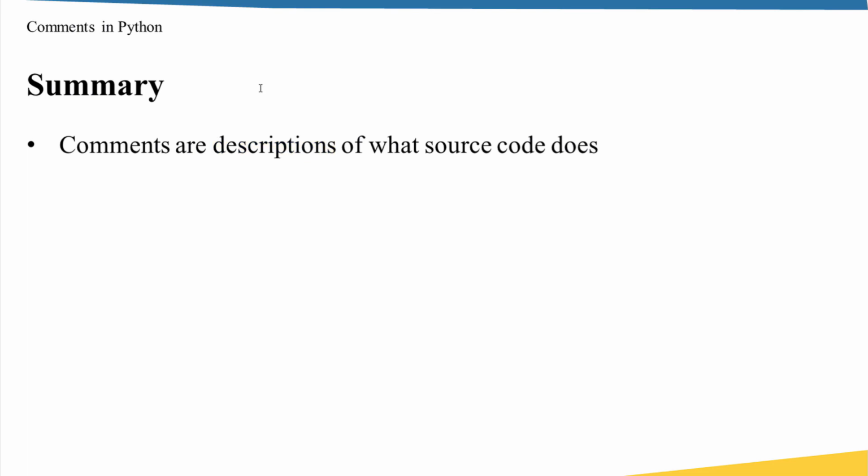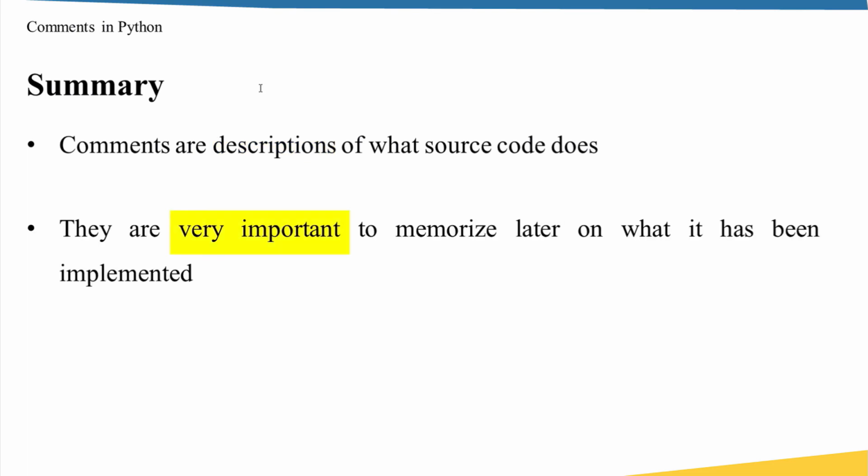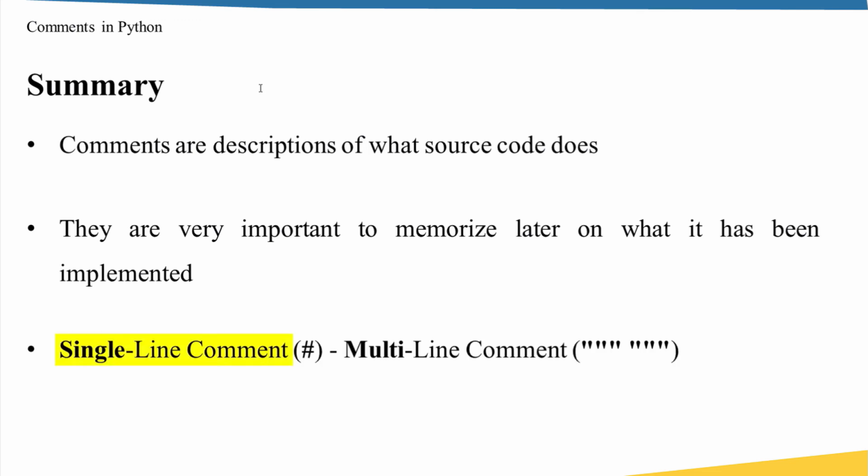Now let's summarize what we have learned in this lecture. Comments are descriptions of what source code does. They are very important to remember later on what has been implemented. In Python, we have two types of comments: single line comments, and we use a hash sign to define these comments, or we have multi-line comments. We use triple quotes to define this type of comment.